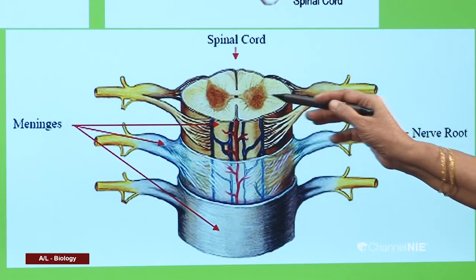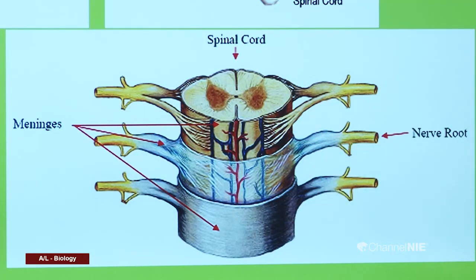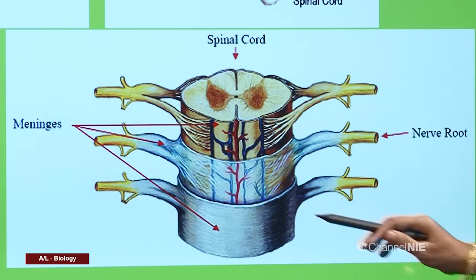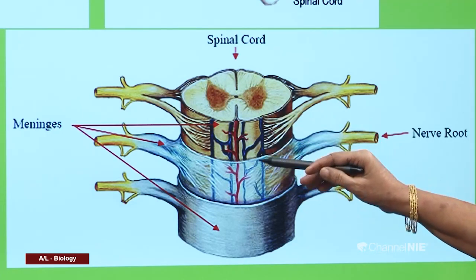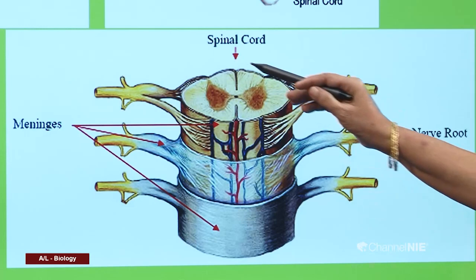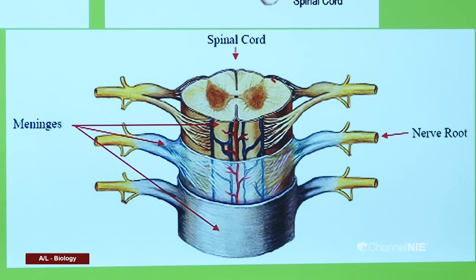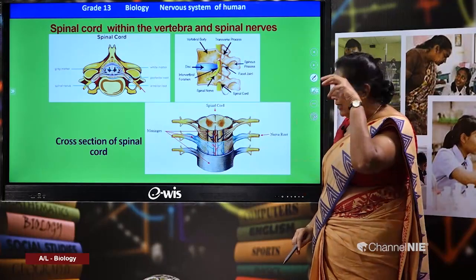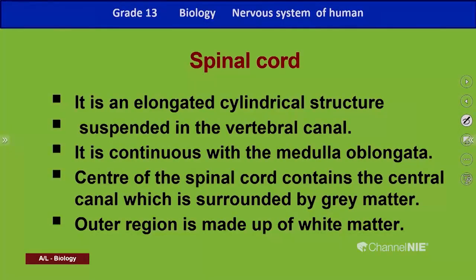It contains a number of parts. It is surrounded by three meninges, as I explained in an earlier lesson: dura mater, arachnoid mater and pia mater. All three are seen here. The spinal cord is well protected inside this, and it runs through the vertebral column. It is an elongated cylindrical structure suspended in the vertebral canal, continuous with the medulla oblongata.